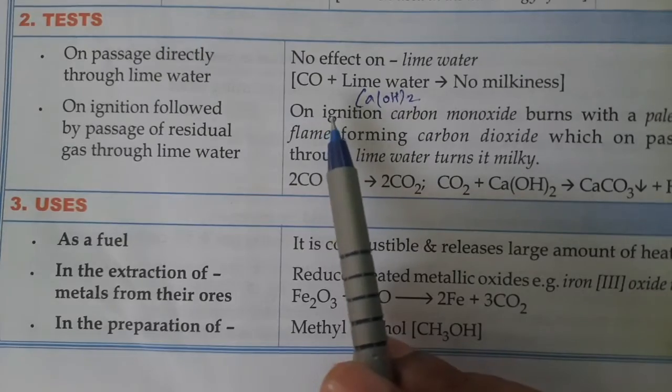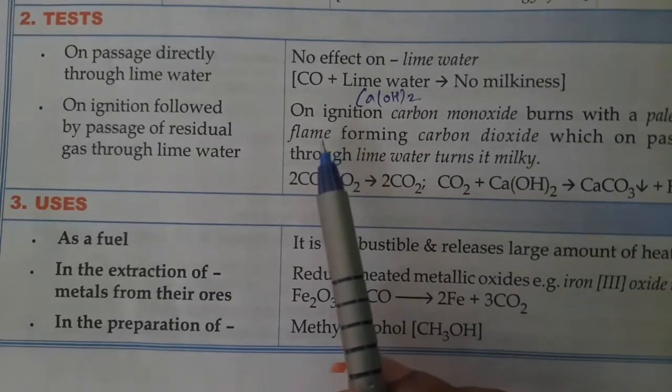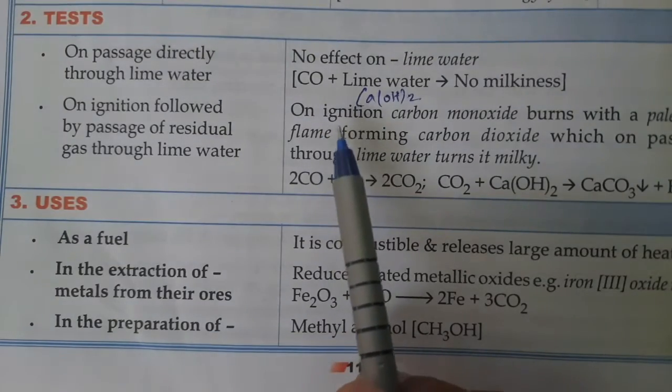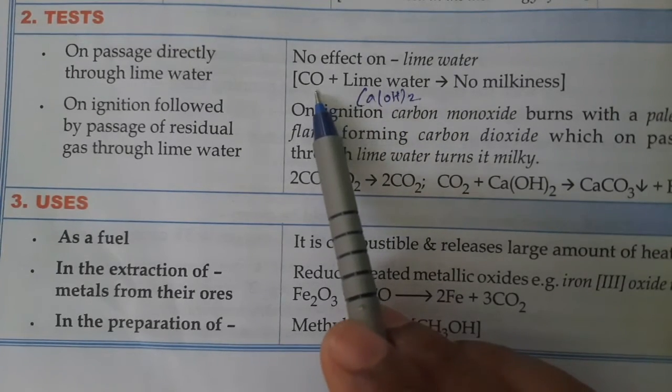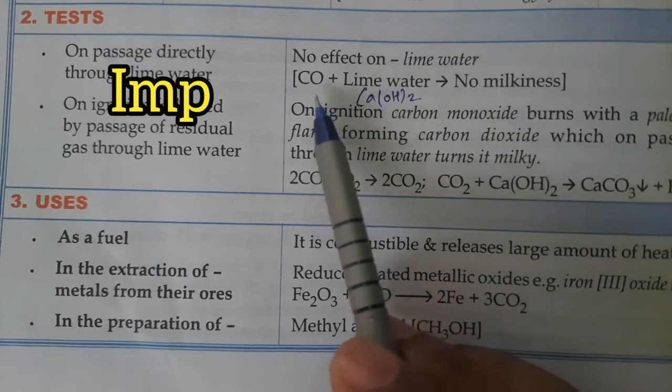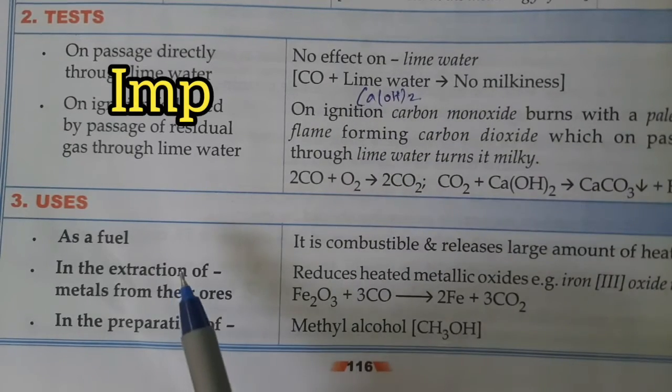So the difference is very simple. How will you differentiate between carbon monoxide and carbon dioxide? You can say that carbon dioxide turns lime water milky, whereas carbon monoxide fails to do so. It does not turn lime water milky.